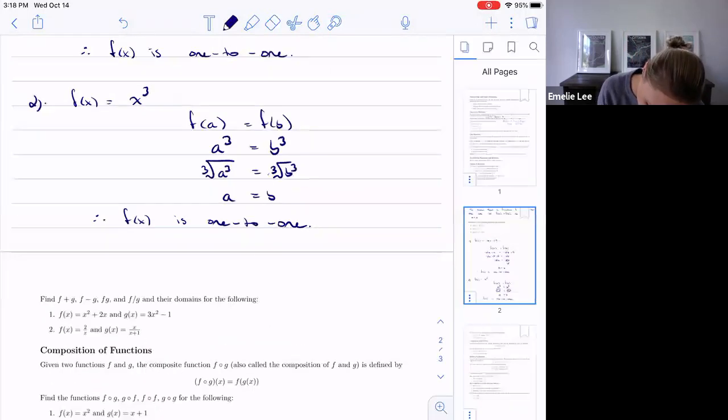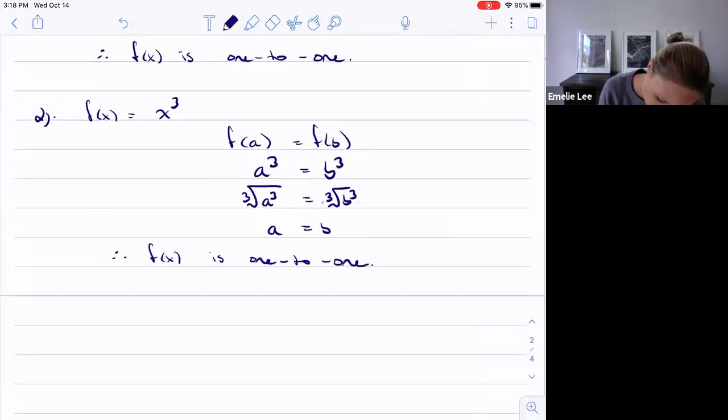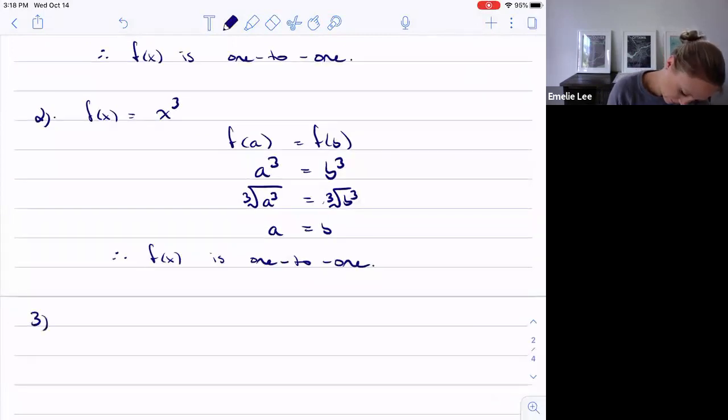I'll add another picture. Steal it from here.